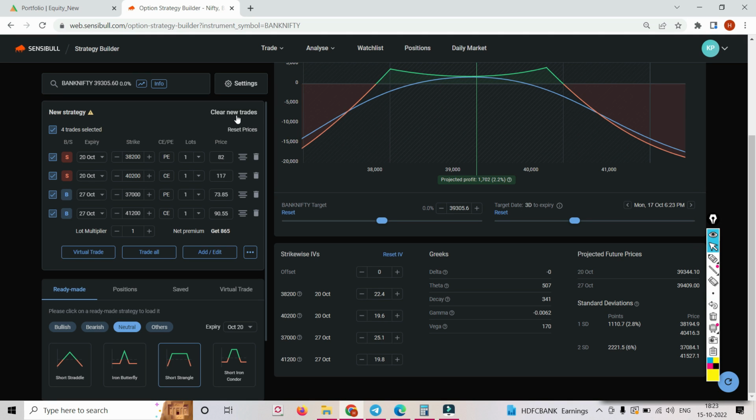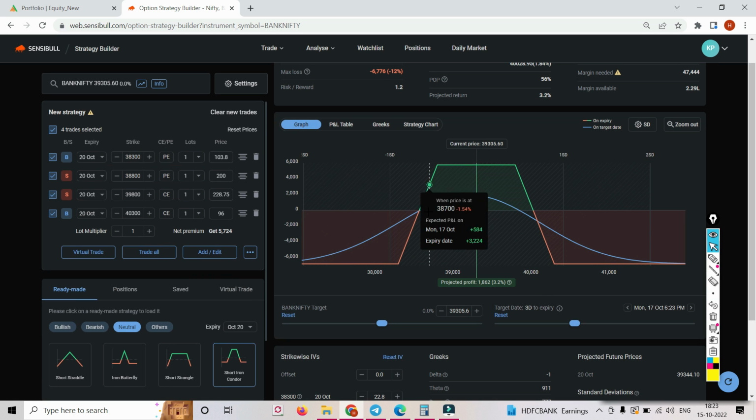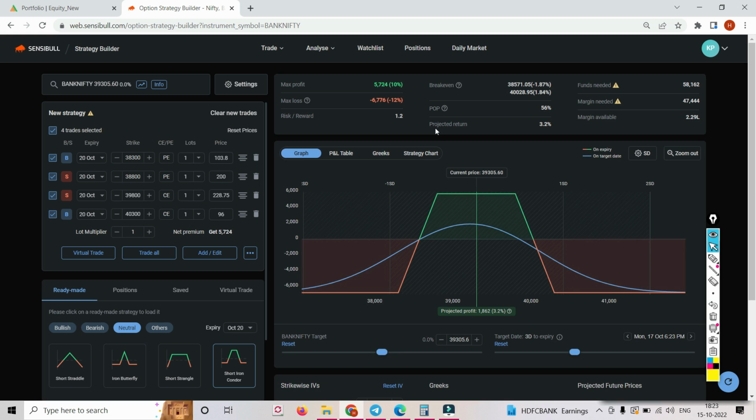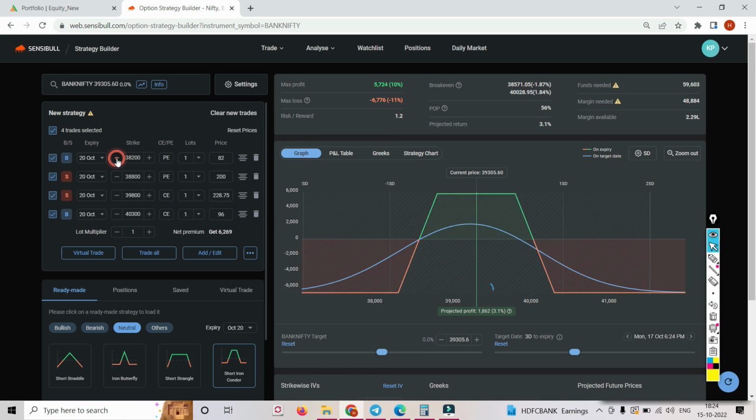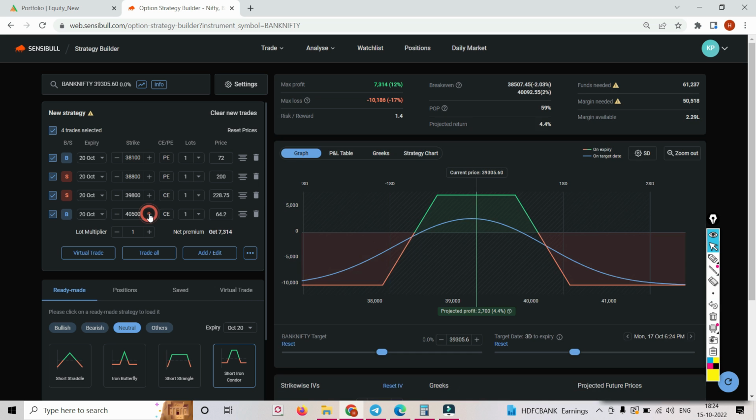See, iron condor is simple, friends. Just go to ready-made trades and click on iron condor. This is your iron condor, but I do not go with the one the sensible is showing, because check the risk to reward. It has 10% profit and 14% loss. Why should I give that? See, I'll just roll down, sorry, not roll down, basically one second, I'll roll up. Sorry, my bad. Let me get it back.